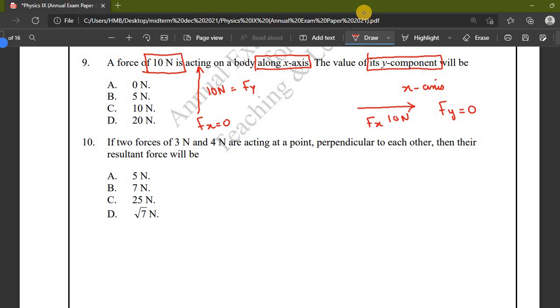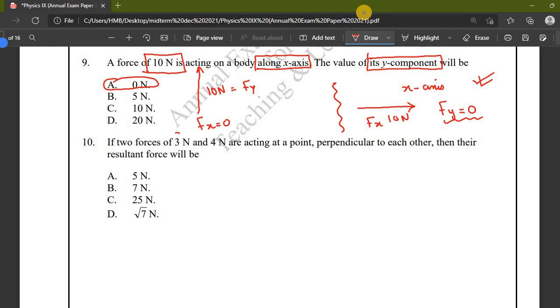So let's come to our question. A force is acting along the x-axis. So this is the example which we are talking about, and its y component is equal to 0. So the correct answer for question number 9 is option A. Then we have question number 10.